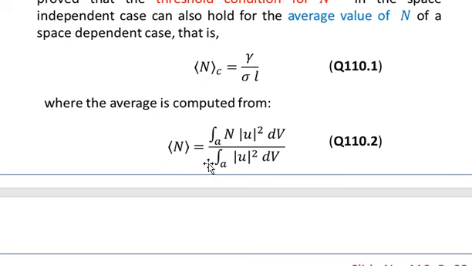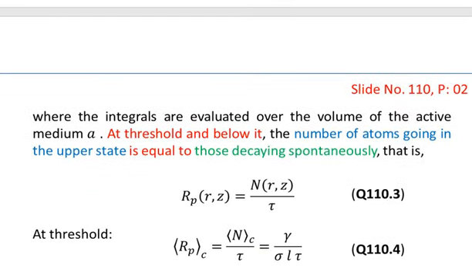The average which I have shown in equation number 1 can be calculated using this formula. That is, the average of n is equal to the integral of n times the absolute square of u dV divided by the integral of the absolute square of u dV, where the subscript A on the integral stands for the active medium rod. That is, the integrals are evaluated over the volume of the active medium A.